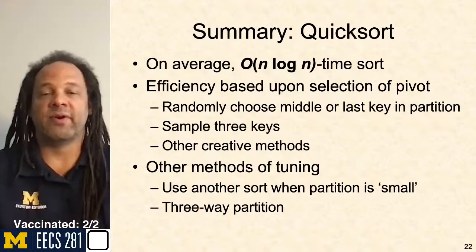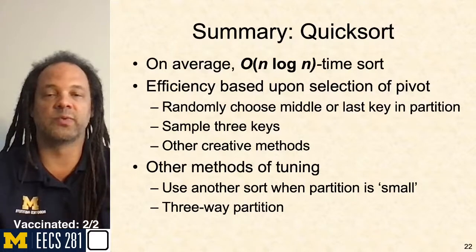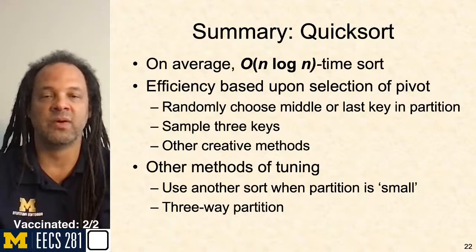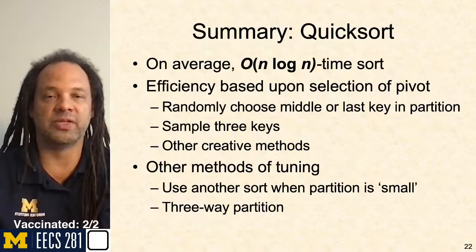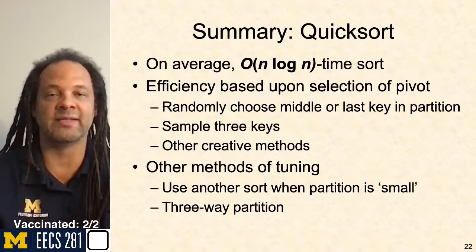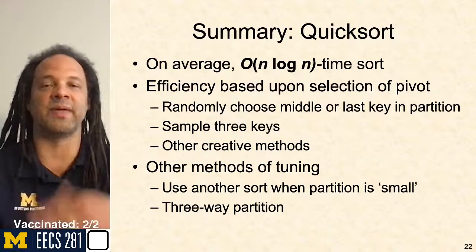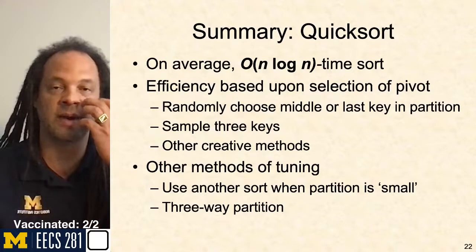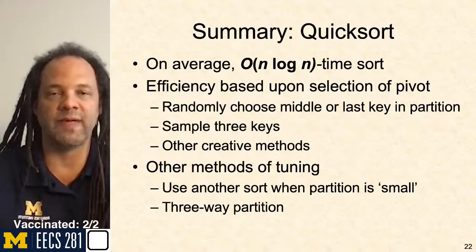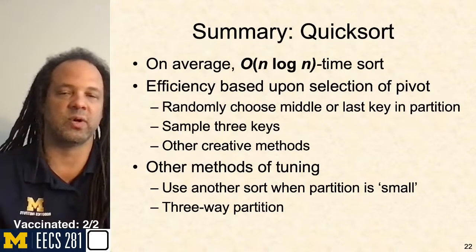Here's our summary. On average, we've got this n log n sort. The efficiency, of course, was based upon how we found that pivot and how often we got something near the middle. We could randomly choose that, or we could positionally choose something in the middle, swap it to the end. We looked at sampling multiple keys and finding something that would say, with this as my median, this is my pivot, I'm sure to have at least something on both sides that can keep me from going to my absolute worst case n squared. So there are other creative methods that you can find to improve that pivot, but those are beyond the scope of 281. We're just trying to get a fundamental understanding of quicksort here.